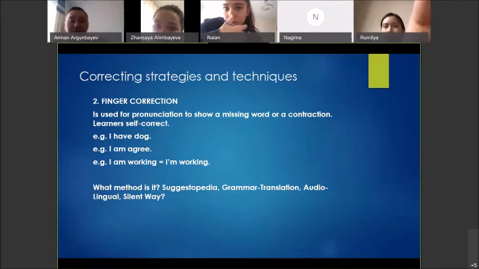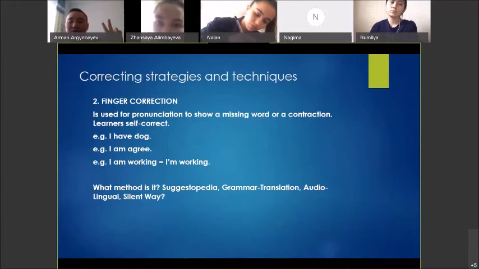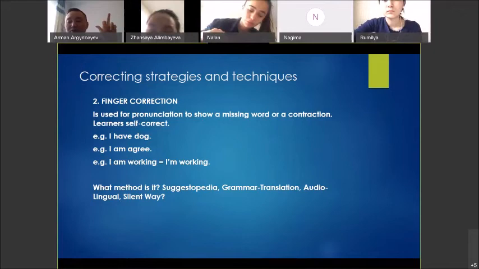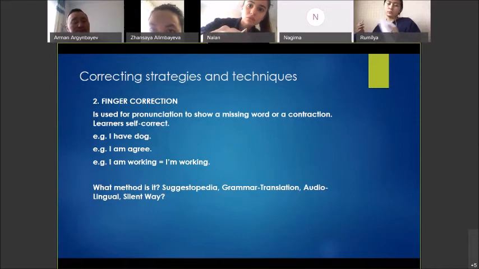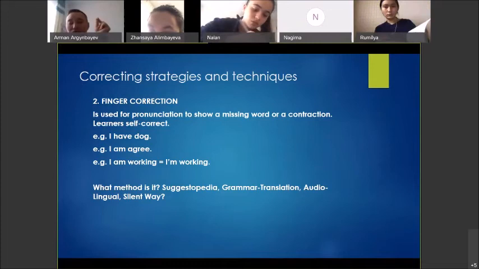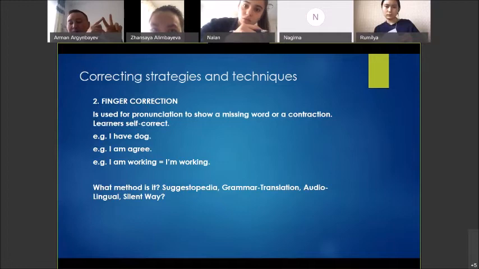Or another example, a common mistake, students say, I am agree. So you should decrease, like you fold your finger, which means that this word is extra. I am agree. So say it again. I agree. Or another example, like I am working. You can show joining two fingers. I am working. Join this. I'm working.